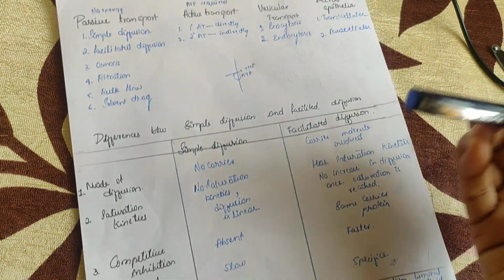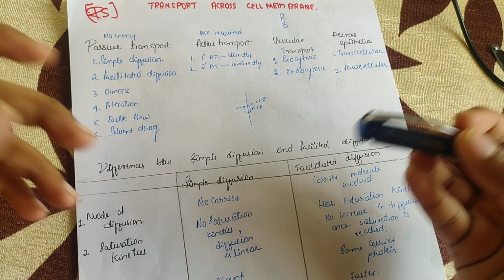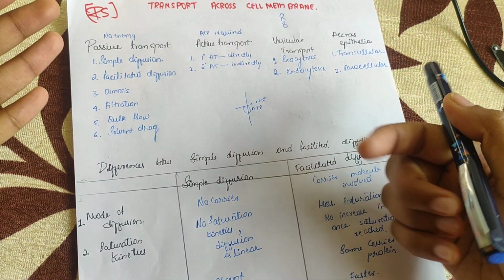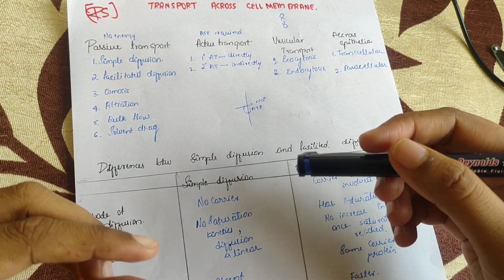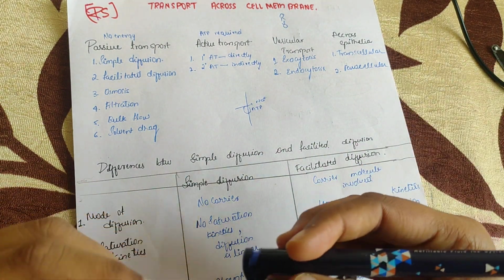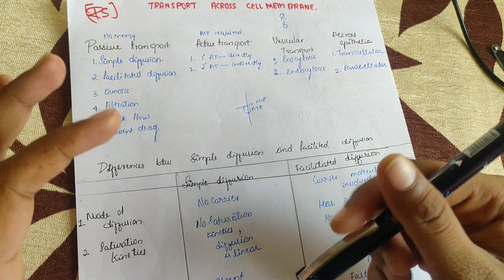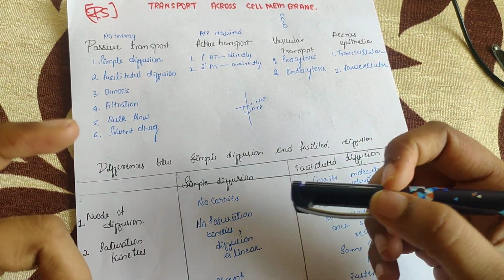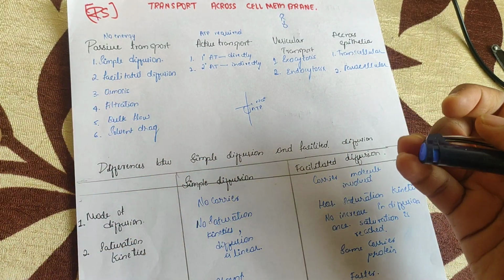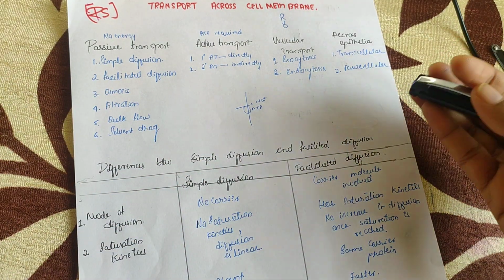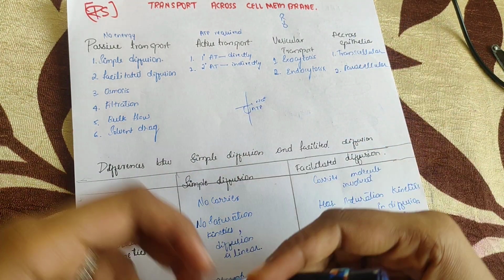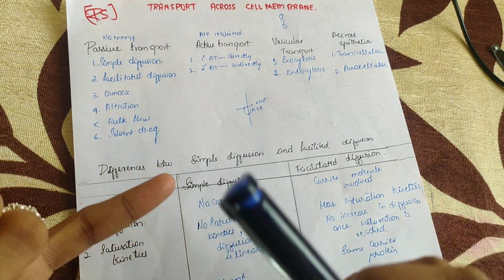And if we discuss the factors on which simple diffusion depends, first is molecular size. If it is a small molecular size, it easily passes through the membrane. If it is a large molecular size, like a high molecular weight, it is difficult. You can think that a thin person can run faster than a heavy person. So simple diffusion mainly depends upon the size of the particles.